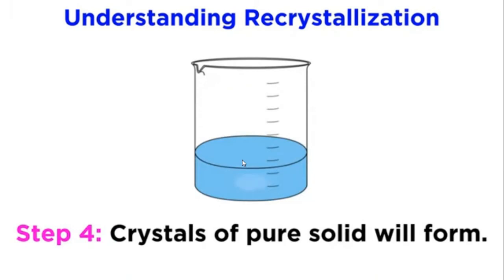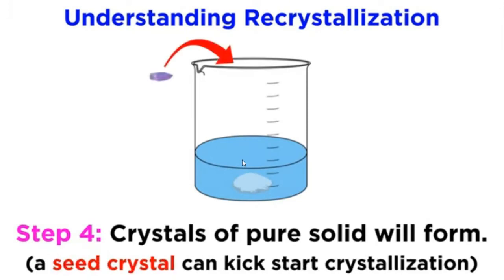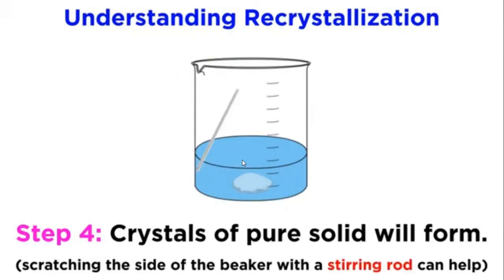Crystals should begin to form in the beaker, which will be a much purer version of the solid, with the impurities having been removed, and which now are extremely dilute in solution. If crystal formation is slow or difficult to initiate, we can use a seed crystal, whereby we add a little bit of the solid that is supposed to form, which provides a surface around which ions in solution can coordinate, and this will kickstart the crystallization process.